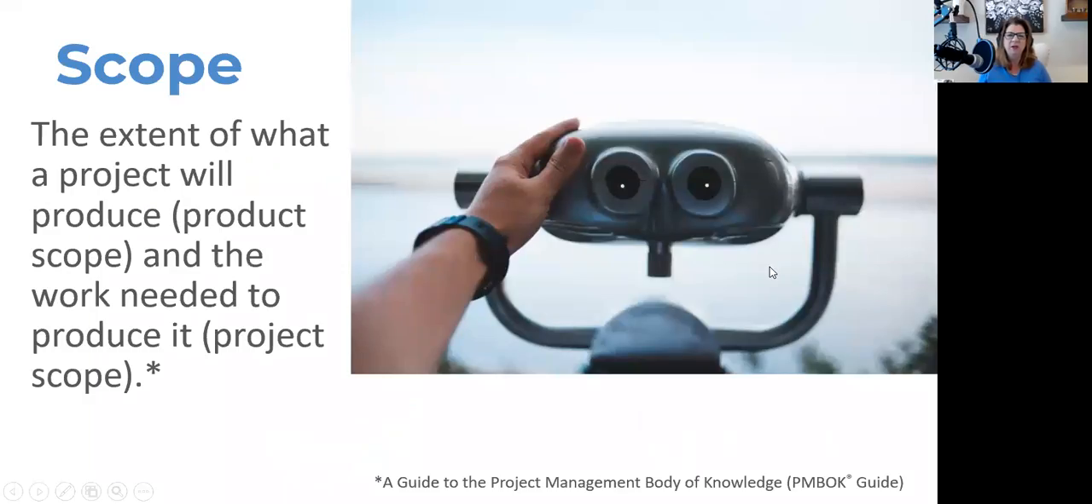So let's start with the definition of scope. We should start there. So it's the extent of what the project will produce, which is the product scope. What is that thing that you are building, and the work that you need to do to produce it, which is the project scope. So both of those things together are what I am talking about when I'm talking about scope.